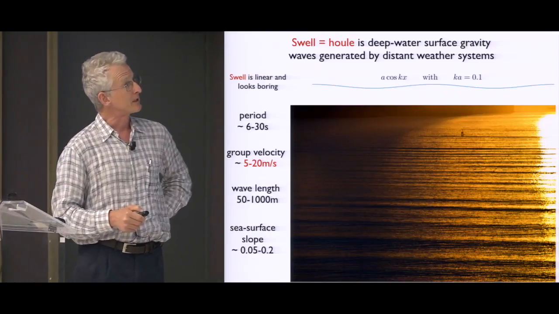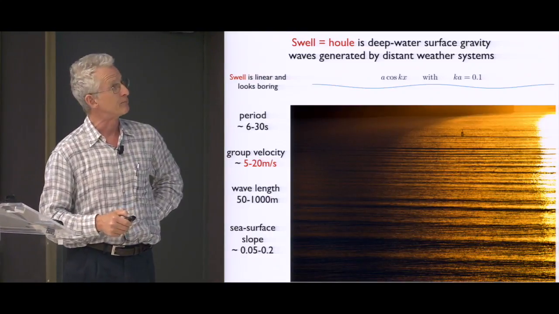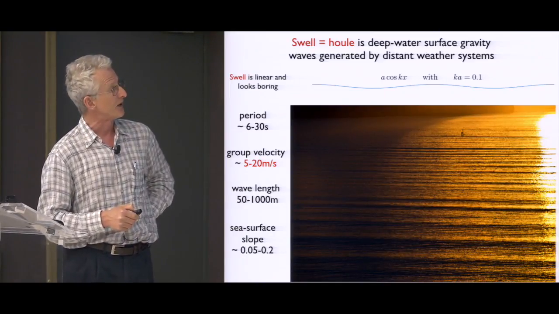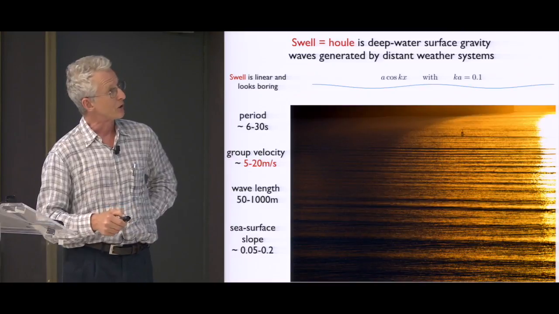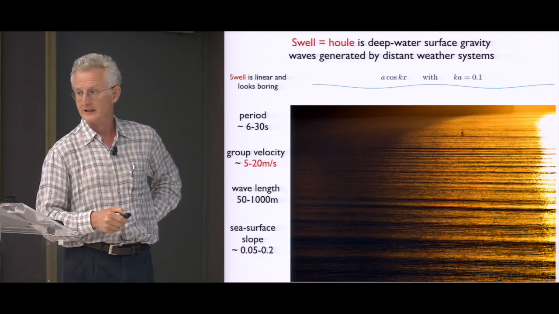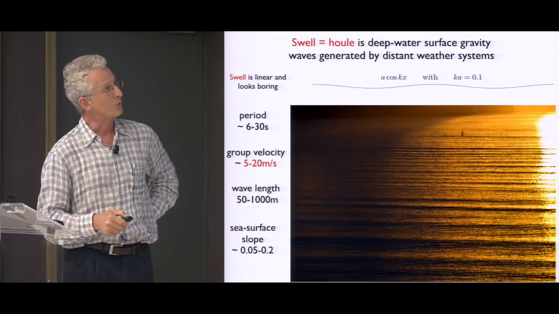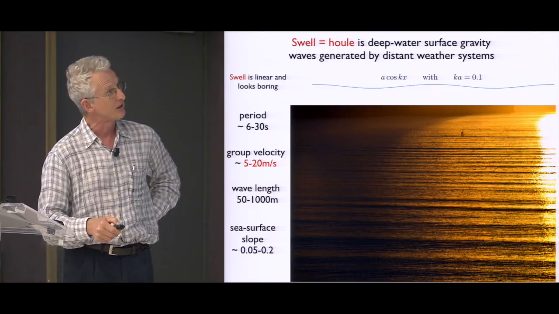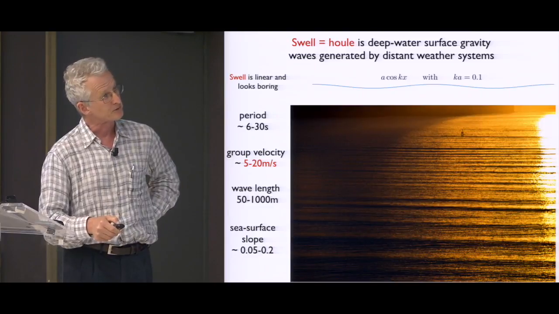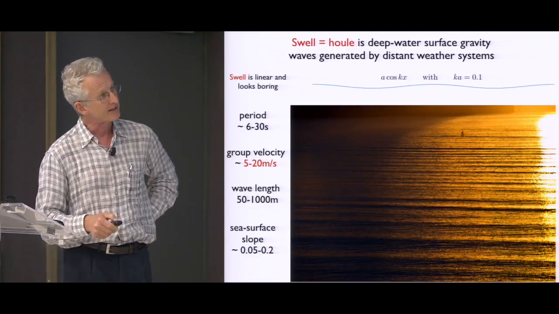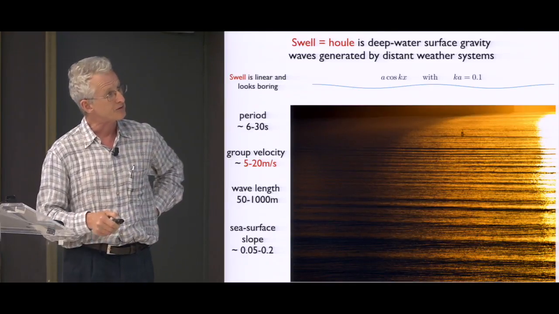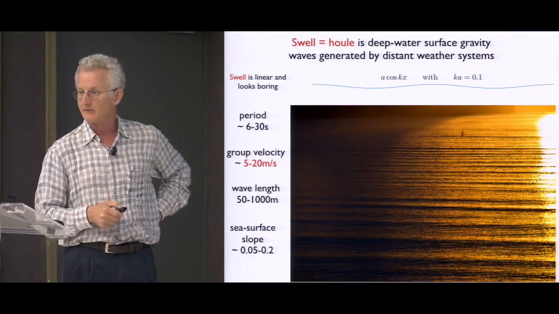So, as I said before, swell is deep water surface gravity waves generated by distant weather systems. And a swell is linear and looks kind of boring. If you're thinking of a cosine model for swell, the wave slope, that is the wave number times the amplitude, is a number like 0.1. So rather small angular deflections of the sea surface. And as a result, swell is perhaps best observed at sunrise and sunset when you get glancing reflections of sunlight from the ocean surface, and you can see these slight changes in angle of the sea surface.